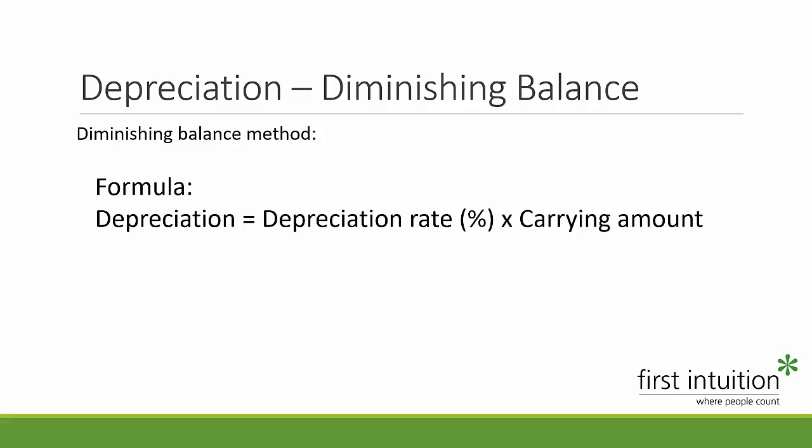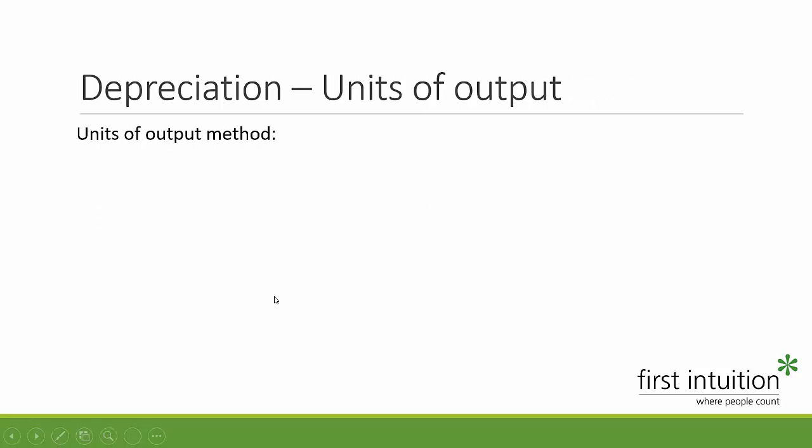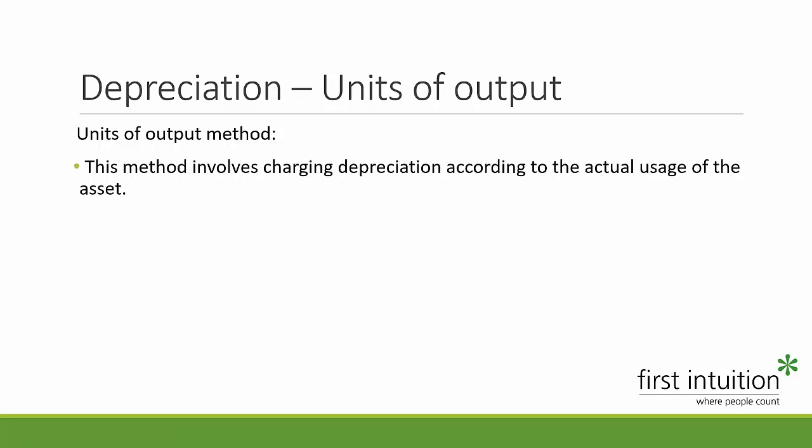It's much better to spot the mistake and make it now, as opposed to making it in a live exam. And then the last method, units of output. Now, units of output is a funny method. In truth, it's slowly but surely on its way out. It is not commonly used, and it is not commonly seen in the AAT questions.